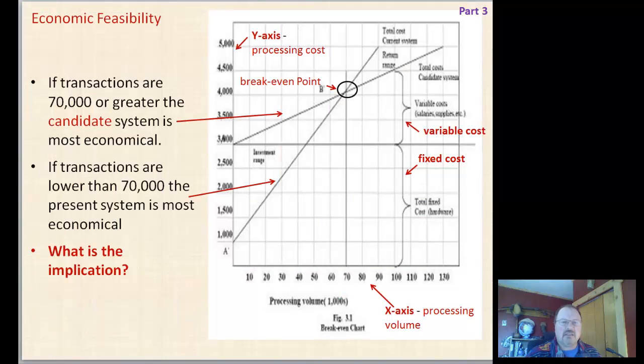Okay, next slide is also economic feasibility. Now this looks a little weird, but if you look at it, it can make sense. This is the processing costs. This is the units of production. So this is the old system, the current system. So right now, whenever you produce 60,000 units, it costs you about $3,800, $3,600 per unit to develop. Okay, now at 70 is about $4,000.